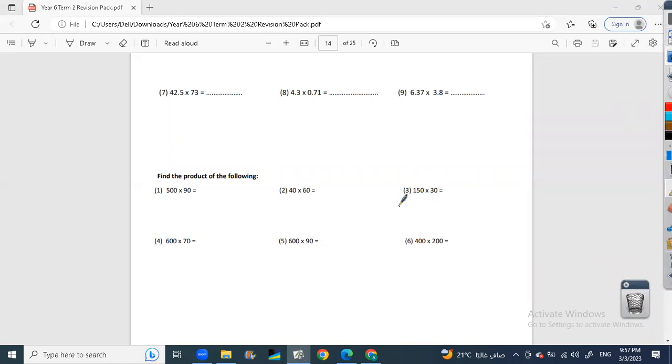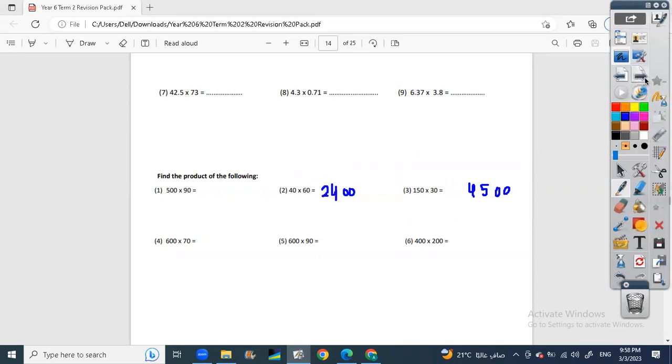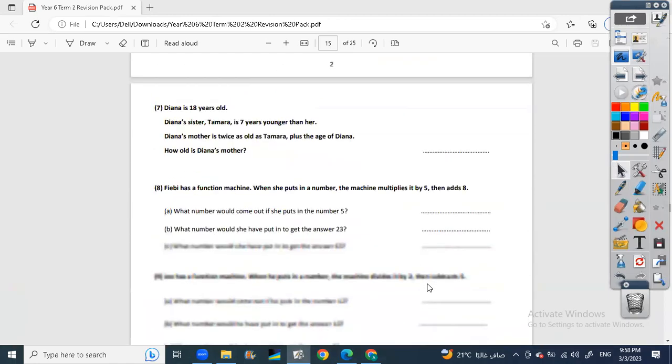150 times 30, there is no need to do longer multiplication or the vertical method. Just write down the 2 zeros. In multiplication, you can just write down the 2 zeros. Now, 3 times 15, mentally, actually, it's 45. If you cannot do it mentally, and if you would like to write it down and do the vertical method of multiplication, it's up to you. But just here, write the 2 zeros down. 3 times 15 is 45. Same thing over here, write the 2 zeros down. 4 times 6 is 24, and so on. All right, let's move to the next page.